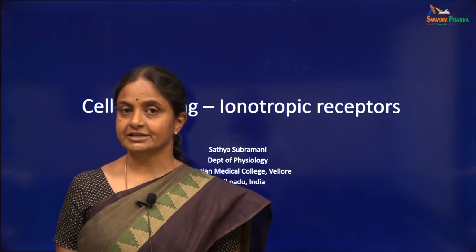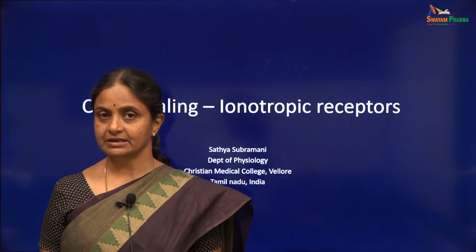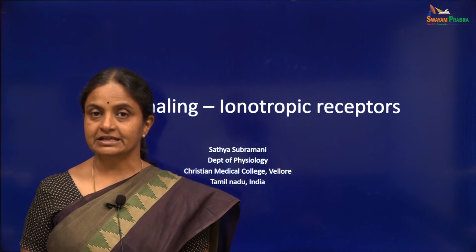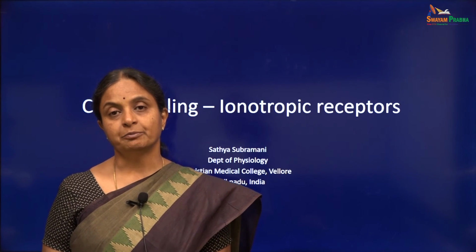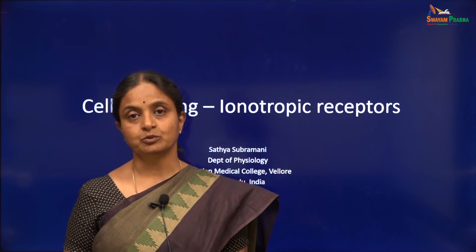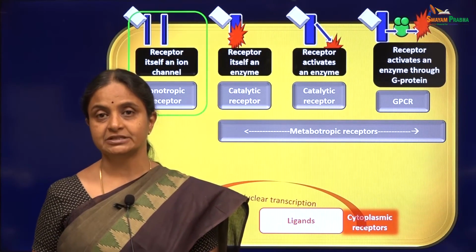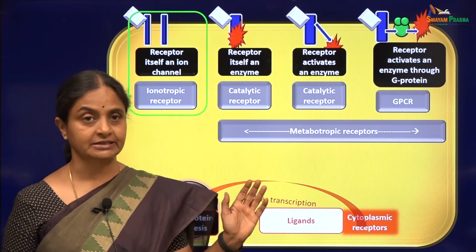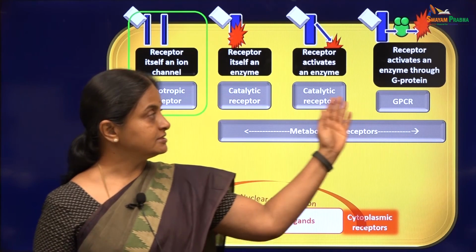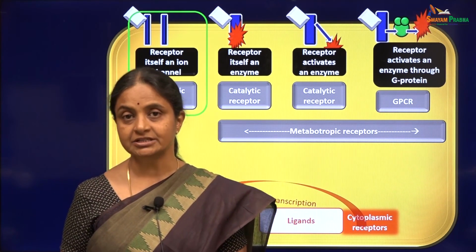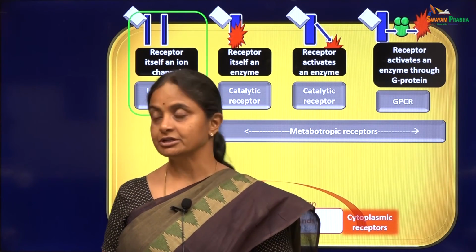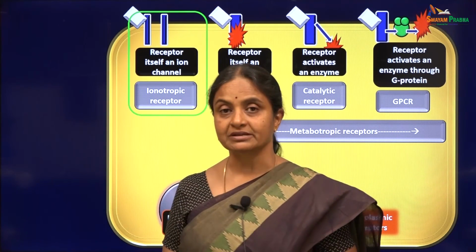This is the last lecture on cell signaling pathways and a very short one. In this session, we will be dealing with ionotropic receptors. The approach to studying cell signaling was to classify membrane receptors in 4 ways. They are listed here. We have considered some details of these 3 types of receptors in the earlier sessions, and in this session we are going to look at ionotropic receptors.